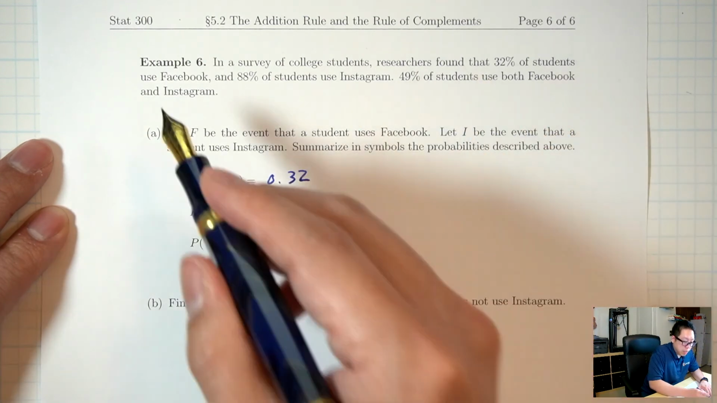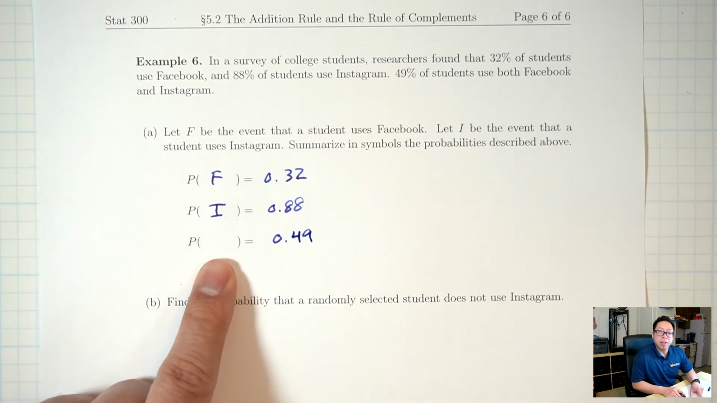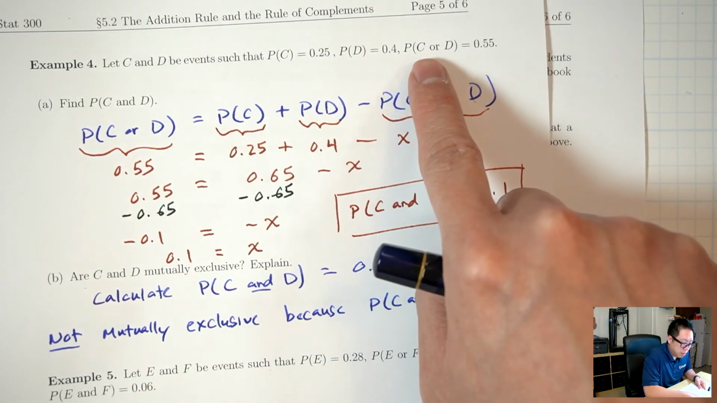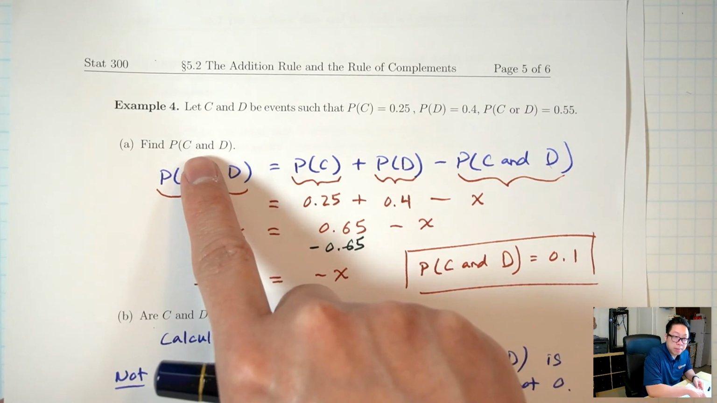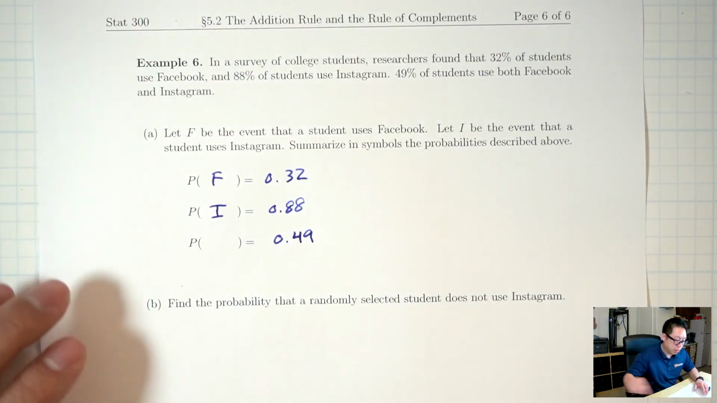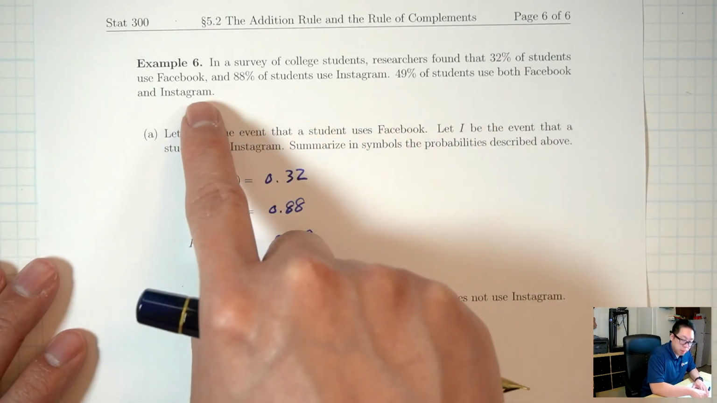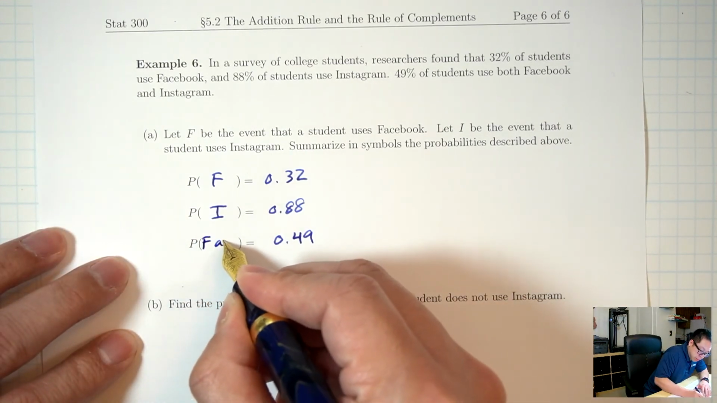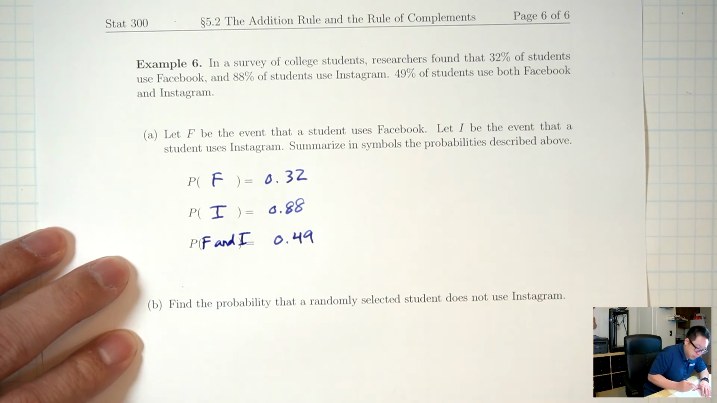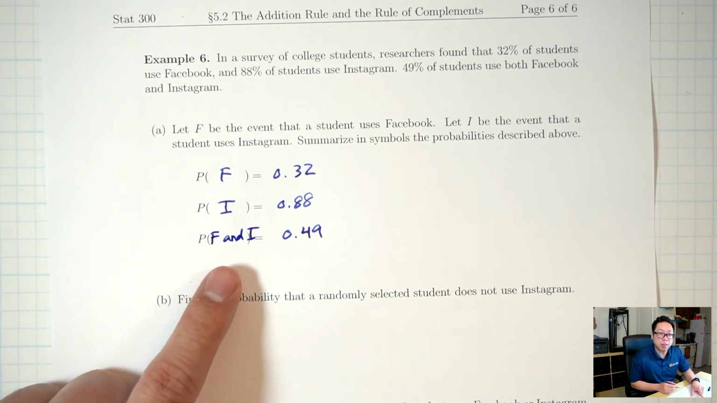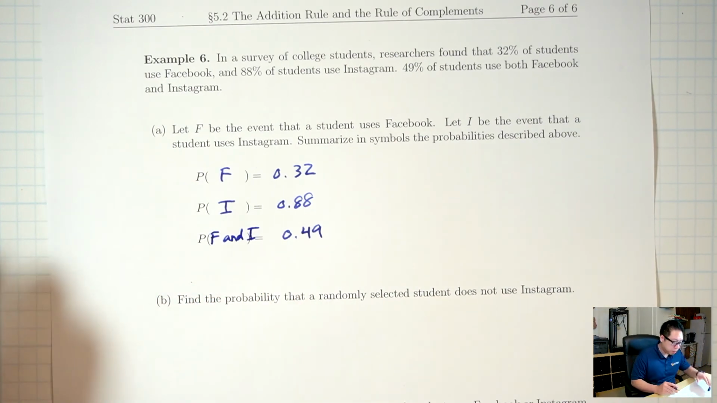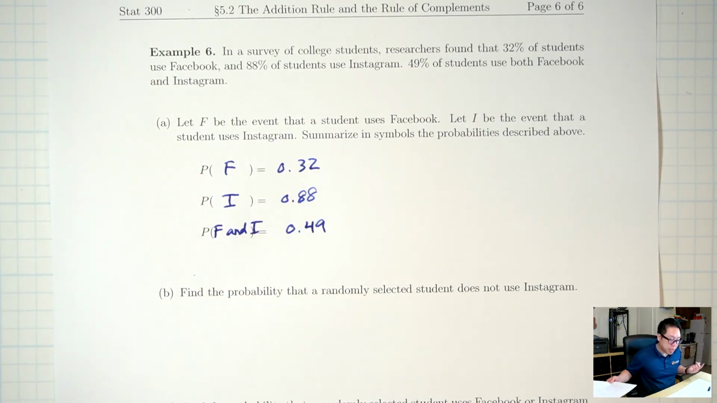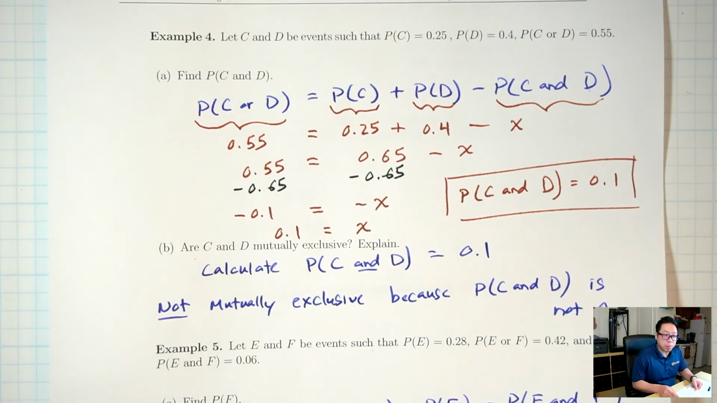Use both Facebook and Instagram. What do I write here? Is it with an or is it with an and? Both Facebook and Instagram. It's going to be an and. So this will be F and I. Okay, so P of F and I is 0.49. And then from here, once you have this, this should be exactly like example 4 and example 5.